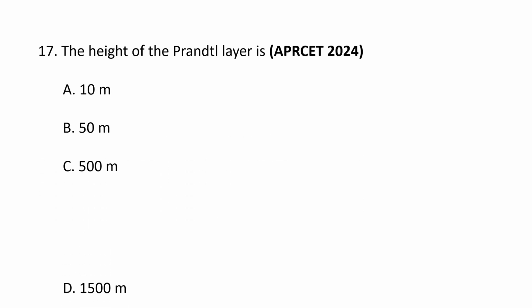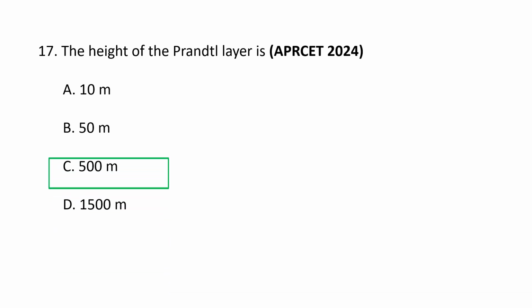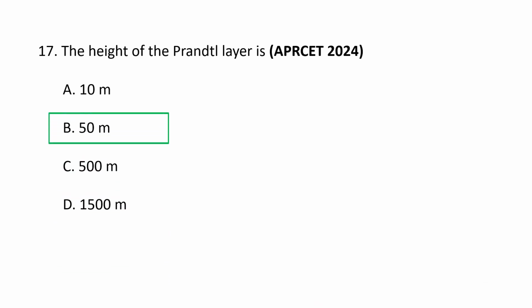Next question. The height of the Prandtl layer is A. 10 meters, B. 50 meters, C. 500 meters, and D. 1500 meters. The height of the Prandtl layer is around 50 meters. The height of the Prandtl layer or atmospheric surface layer is not a fixed value, but it is often approximated as being within the lowest 50 to 100 meters of the atmosphere.